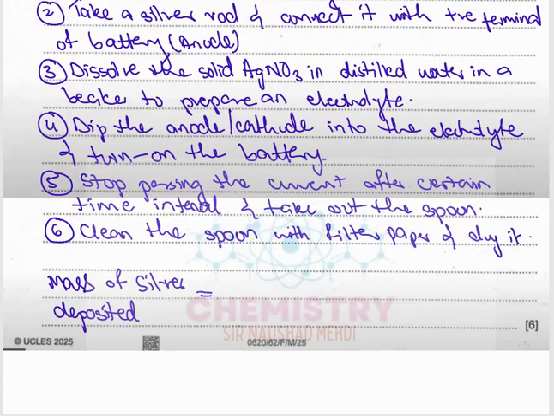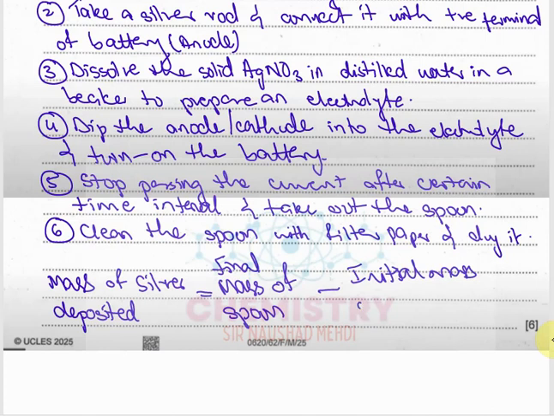So final mass minus initial mass. When you subtract the initial mass from the final mass of the spoon, you will get the mass of the silver which has been deposited. In this way you will get to know how much silver has been deposited during this experiment.